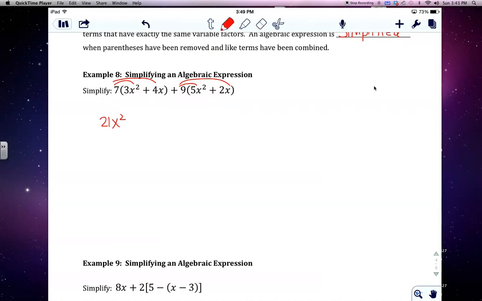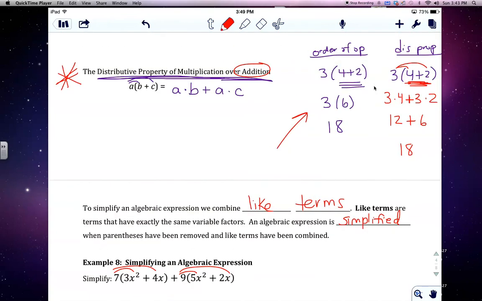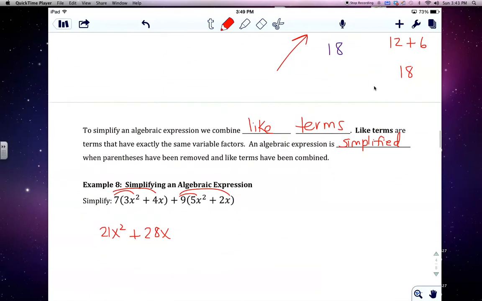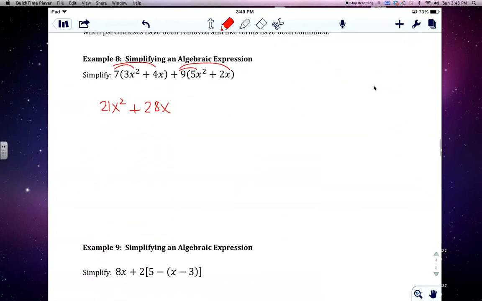And then you're going to do plus 7 times 4x, which is 28x. And notice how when you do the distributive property, those parentheses disappear. Okay, they disappeared up here. So make sure that you do not copy those parentheses.